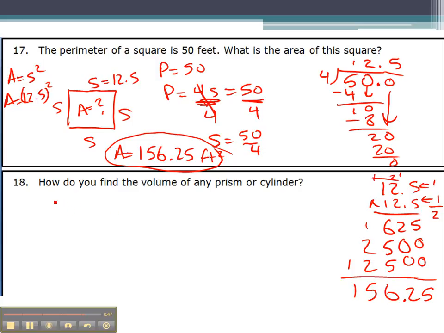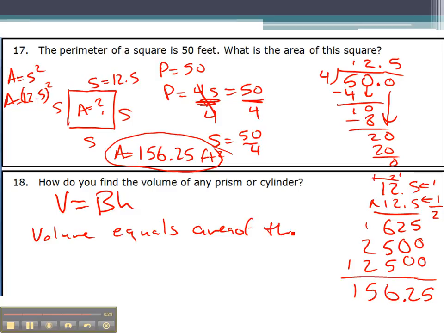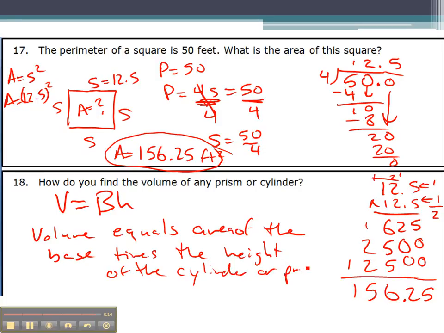And then number 18, how do you find the volume of any prism or cylinder? The volume formula that they all share is big B times H. So to describe this answer, you would say volume equals big B, the area of the base, times the height of the cylinder or prism. Because the area of the base will depend on the shape of the base. Whether it's a cylinder and it's a circle, or a triangular prism and it's a triangle, then you multiply that area times the height of the prism.